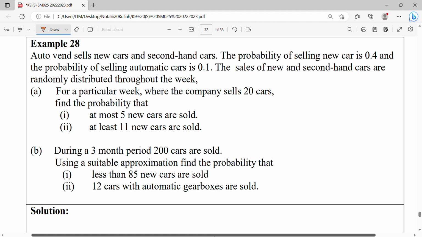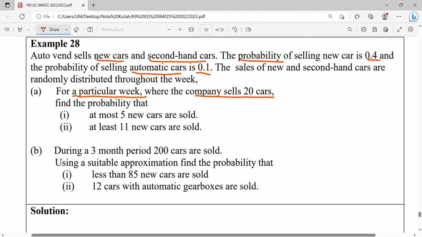So our auto vend sells new cars. Okay, you have the cases: new car, second hand car. New car probability is 0.4. So also another case, automatic car, 0.1. The sales of new and second hand cars are randomly distributed throughout a week. So for a particular week, the company sells 20 cars.